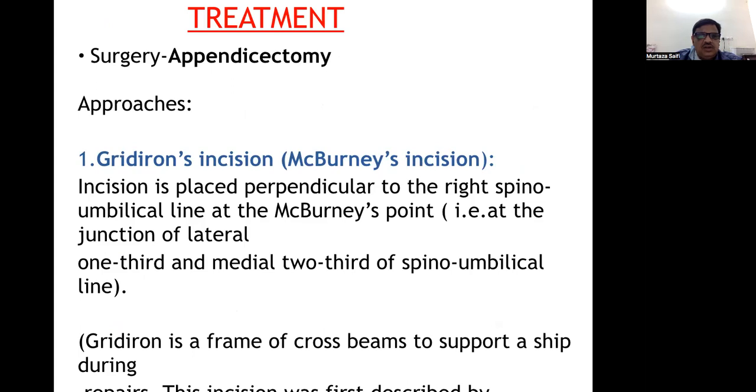Gridiron incision or McBurney incision is very common. The incision is placed perpendicular to the right spinoumbilical line at McBurney's point, that is, at the junction of the lateral one-third and medial two-thirds of the spinoumbilical line. Gridiron is the frame of cross beams to support a ship.